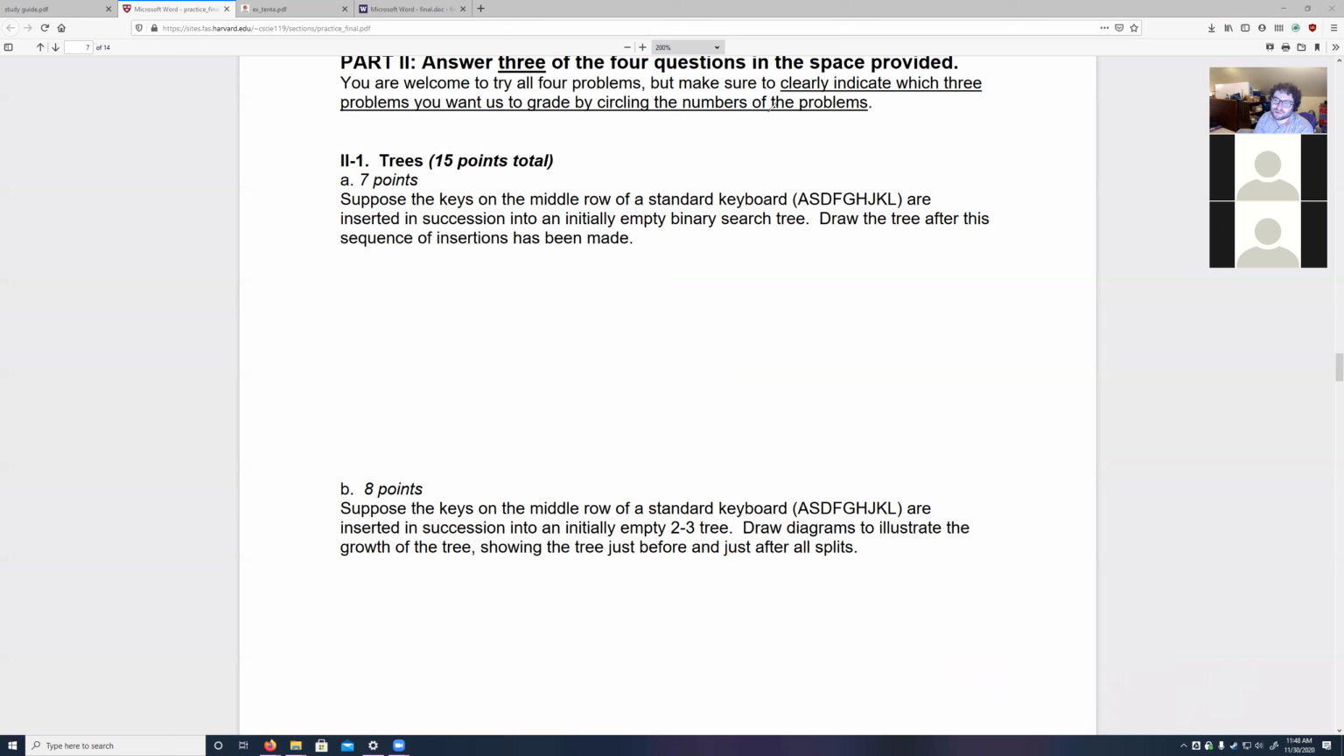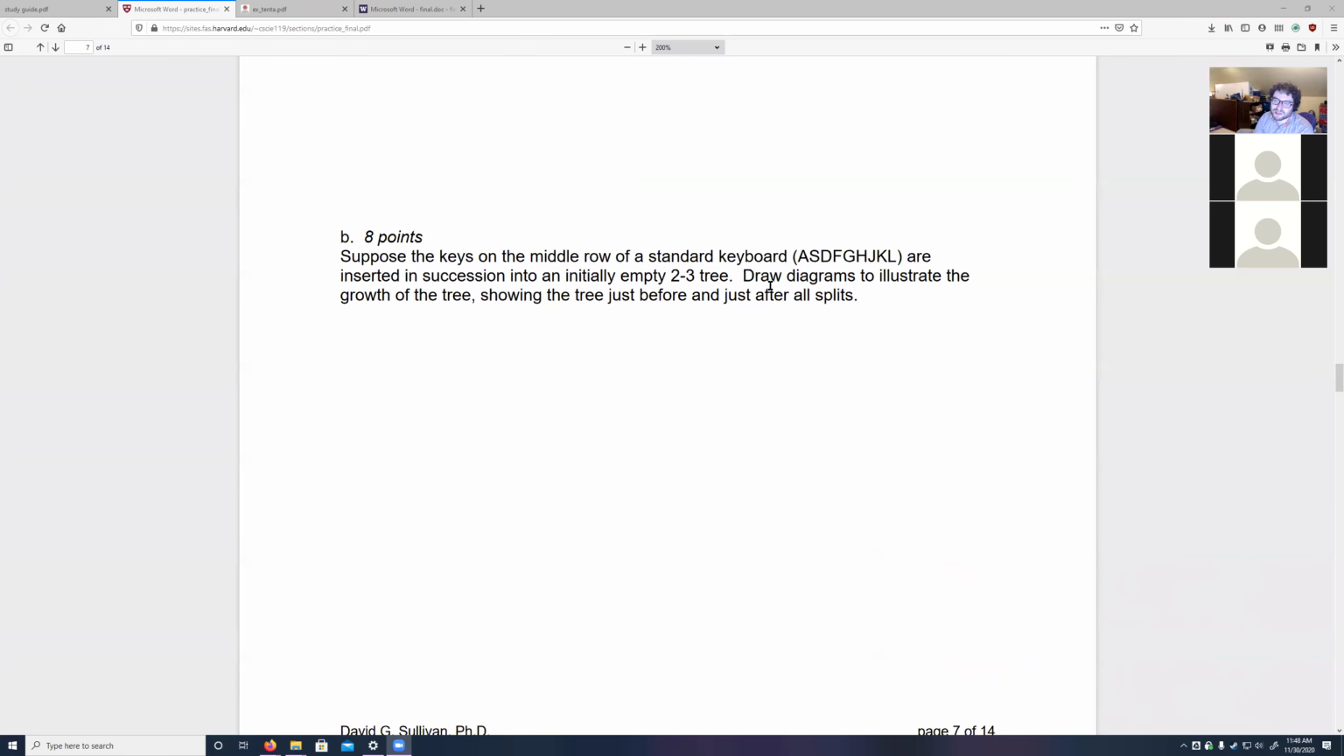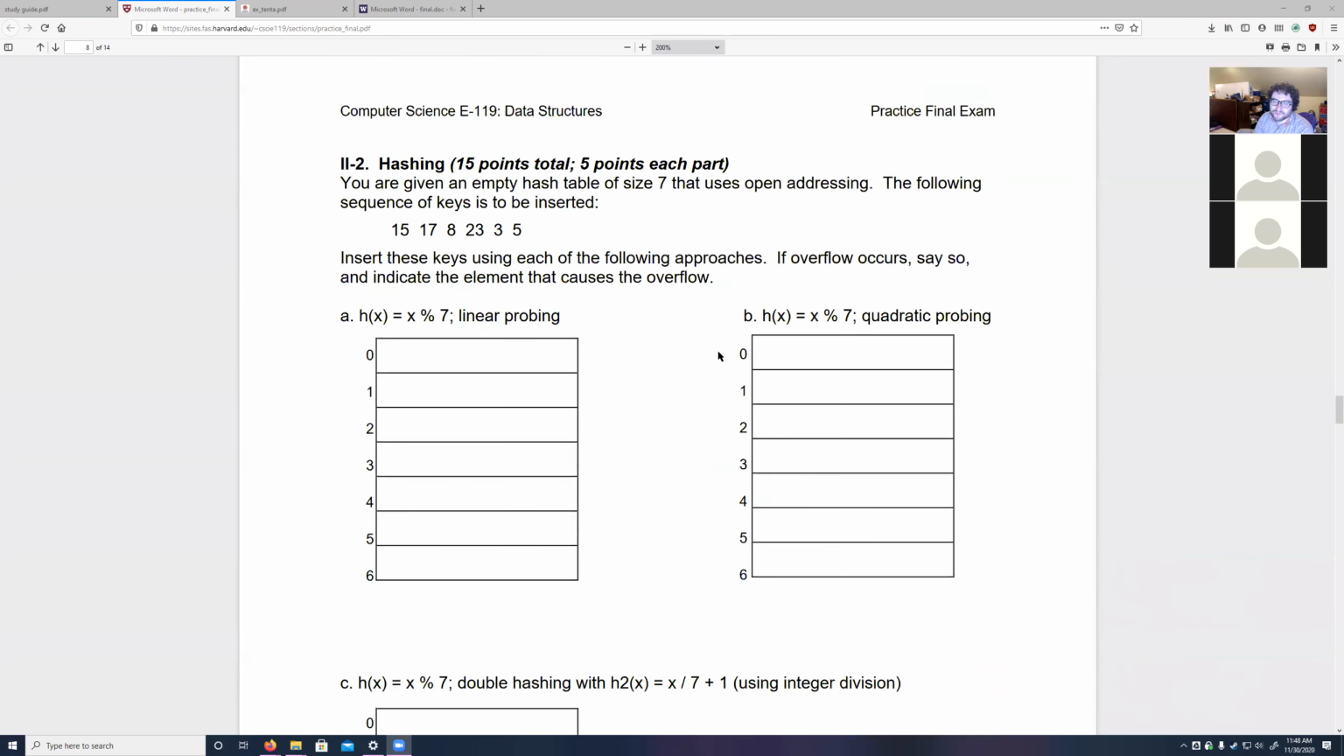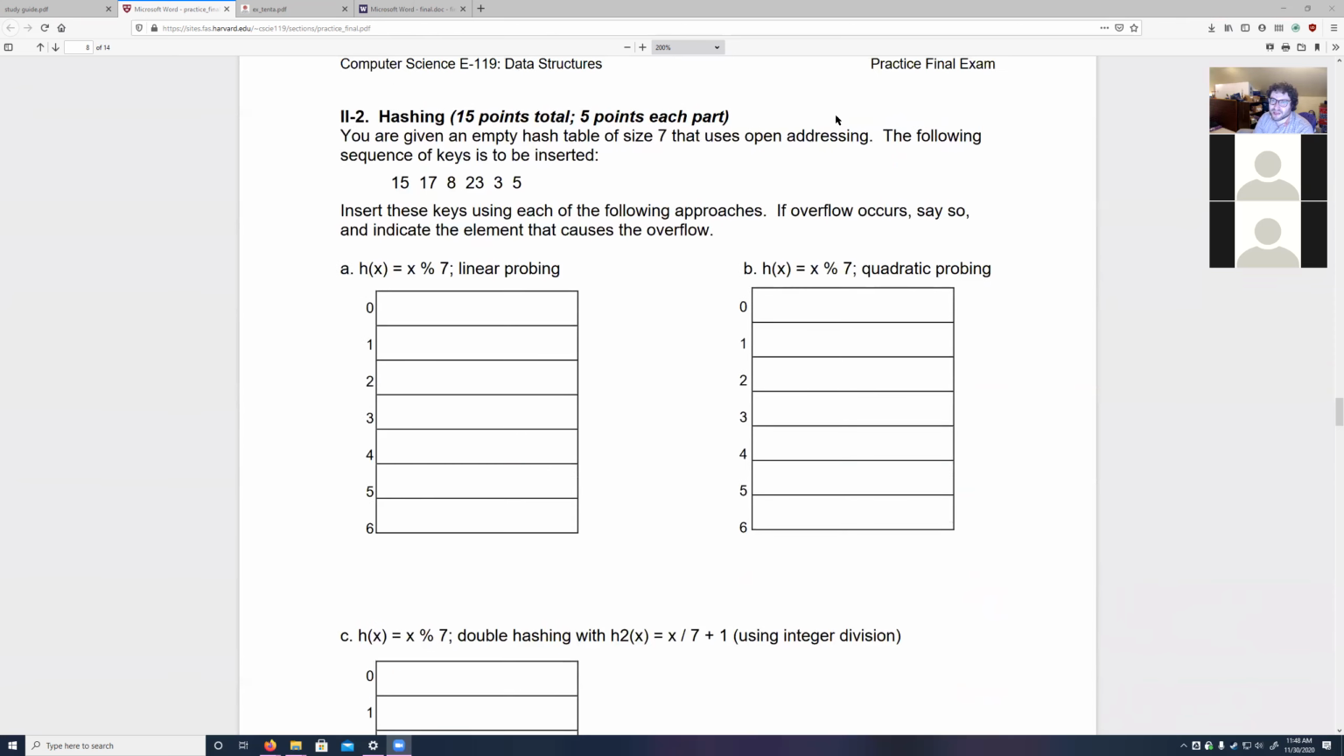Next question deals with 2-3 trees, but we didn't cover 2-3 trees, which is perfectly okay. Now, there's definitely going to be a question like this one on the exam. Definitely, always is. And I would know because I write this.